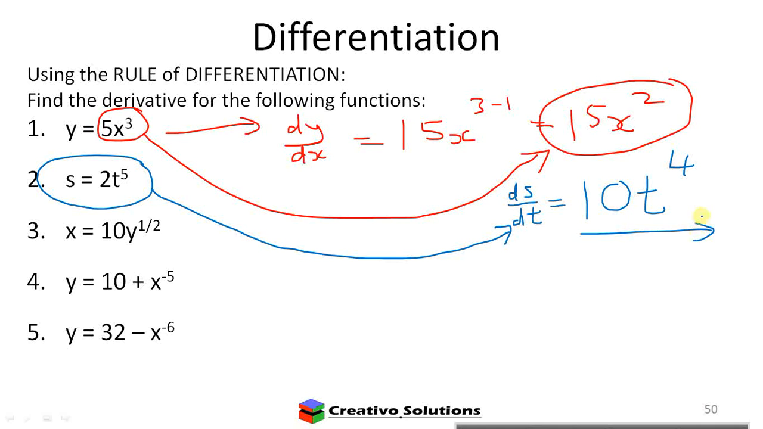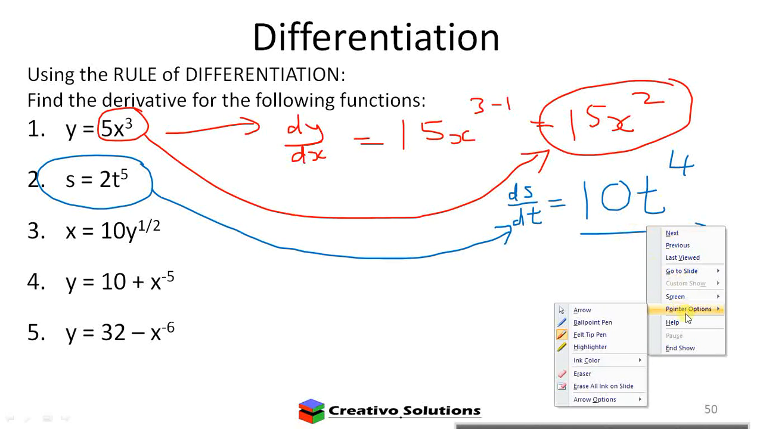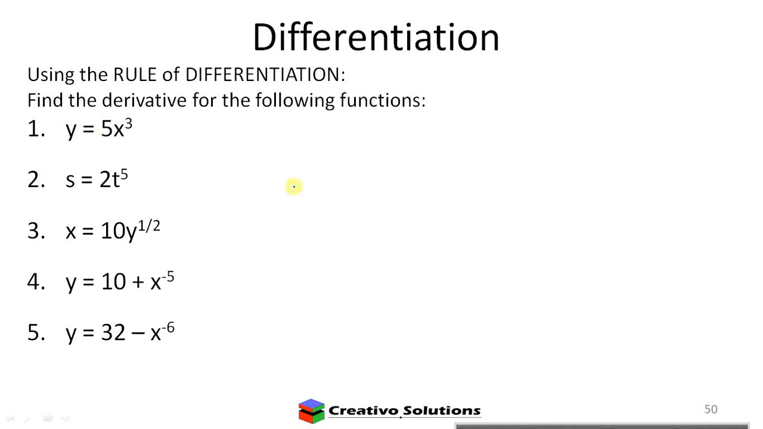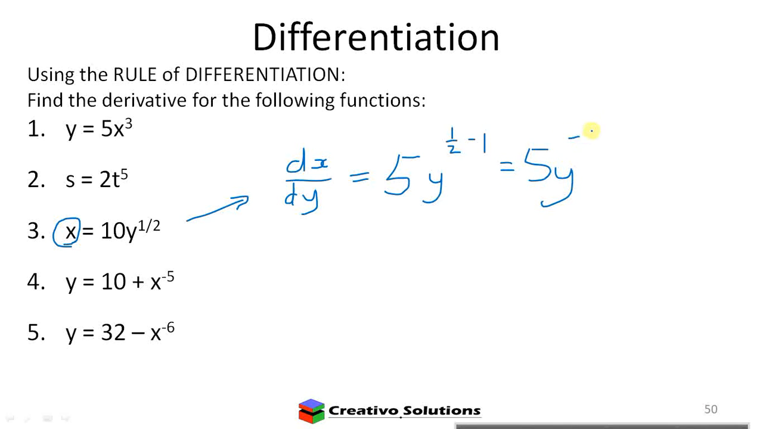Okay, cool. Alright, let's just quickly do the last three. They're quite simple. I'm going to write this out. So this one would be dx over dy. Slightly different, the only reason being that the notation is giving x here. So what would the derivative be? What's a half times 10? 5. y to the half minus 1, which is 5 y to the minus a half. I'm going to leave it as is. That's the derivative. There's no need to take it further.